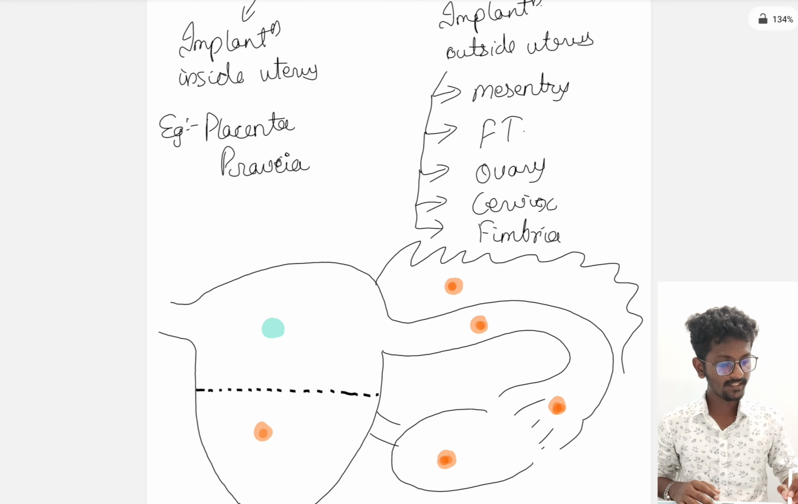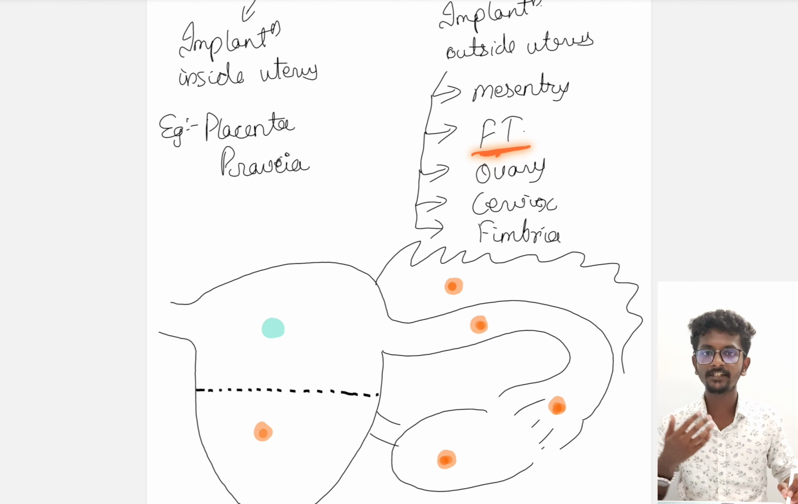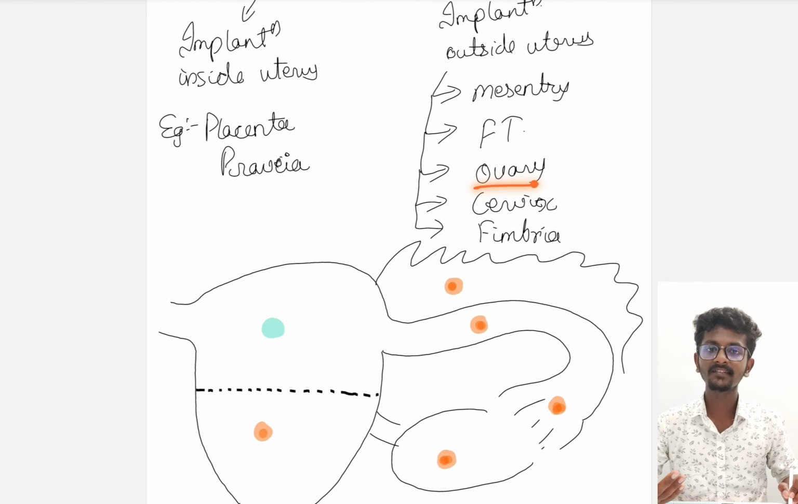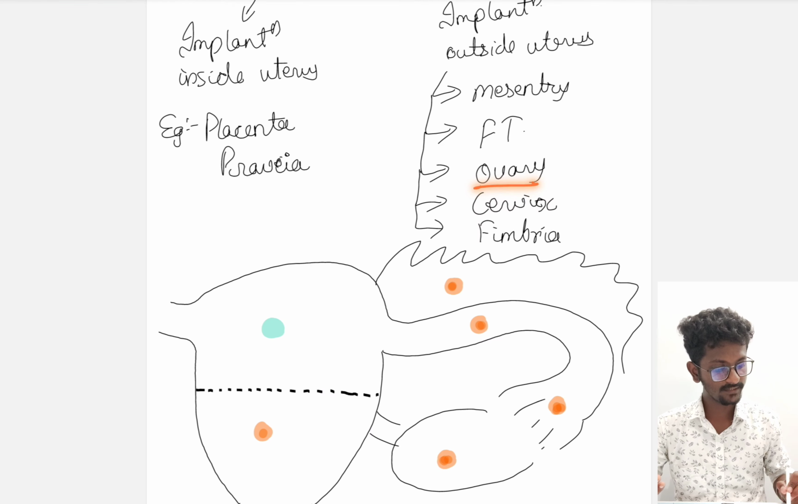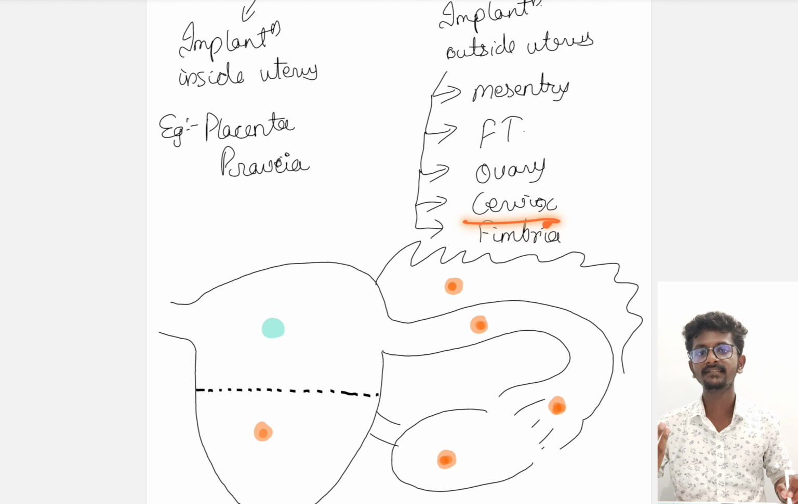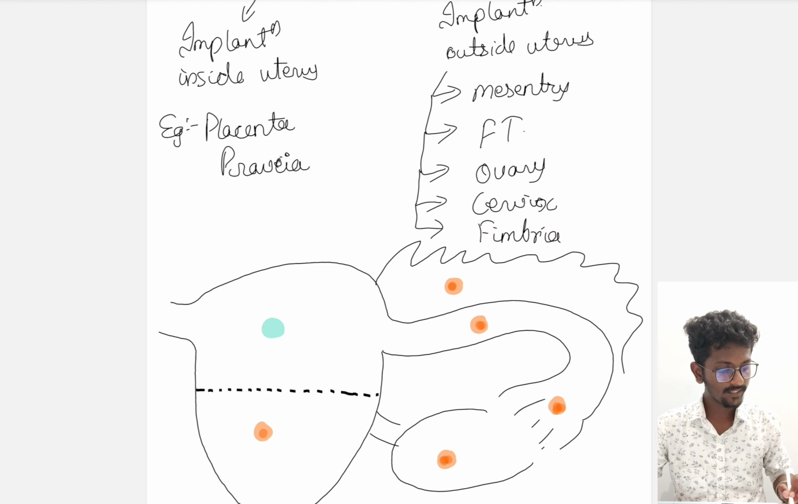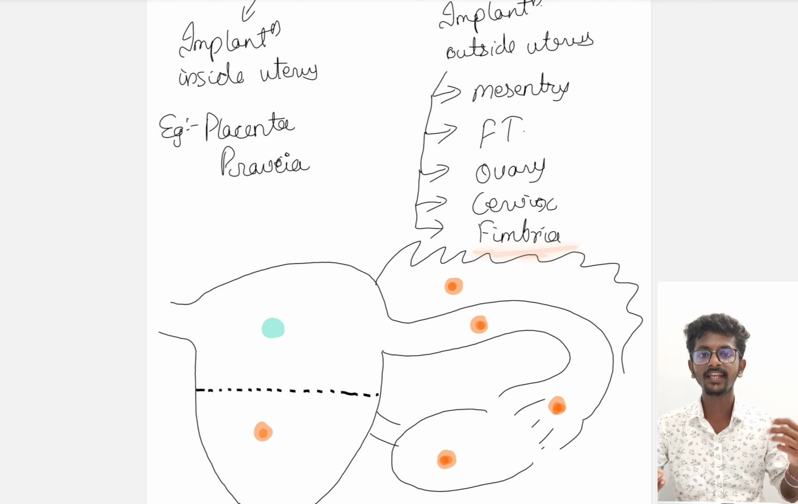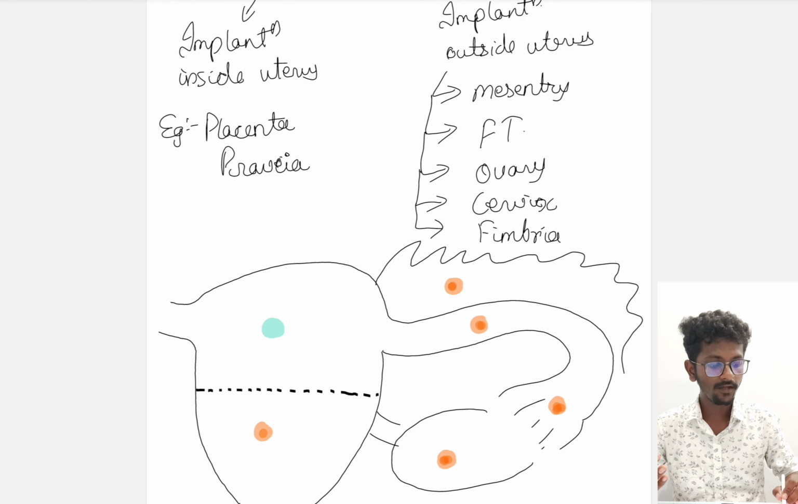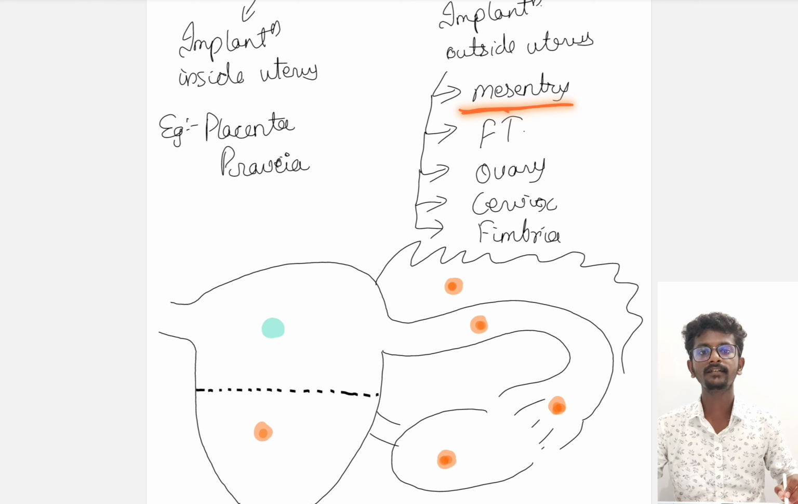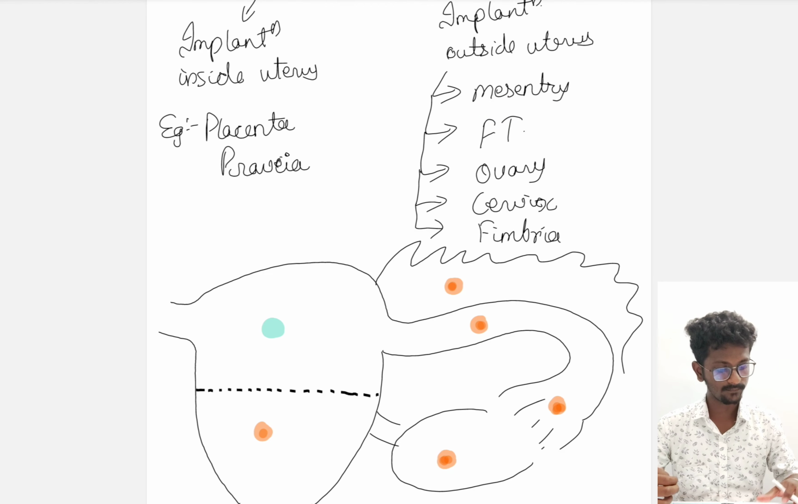If the implantation takes place in the fallopian tube, it is called tubal implantation. If it takes place inside the ovary, then ovarian implantation. If it takes place in the cervix, then cervical implantation. If it takes place in the fimbriae, then it is called infundibular implantation. Or if it takes place in the mesentery, then it is called mesenteric implantation.